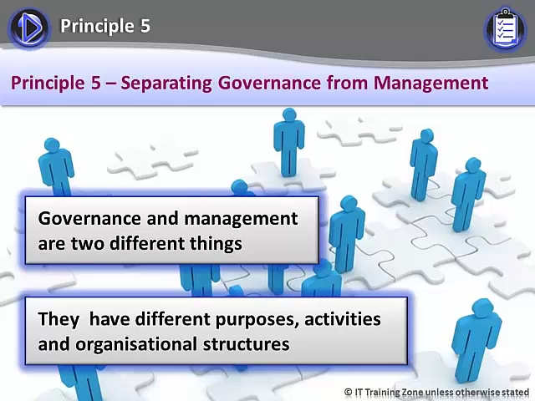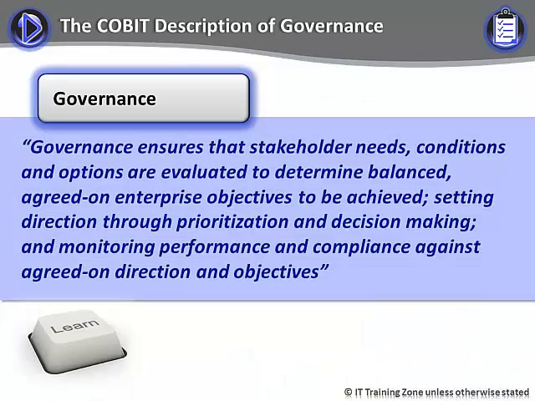The 5th principle is separating governance from management. Governance and management are 2 different things, with different purposes, activities, and organizational structures. The difference is perhaps best explained by considering the definitions of each. COBIT 5 describes governance in this way. Governance ensures that stakeholder needs, conditions, and options are evaluated to determine balanced, agreed-on enterprise objectives to be achieved, setting direction through prioritization and decision-making, and monitoring performance and compliance against agreed-on direction and objectives.